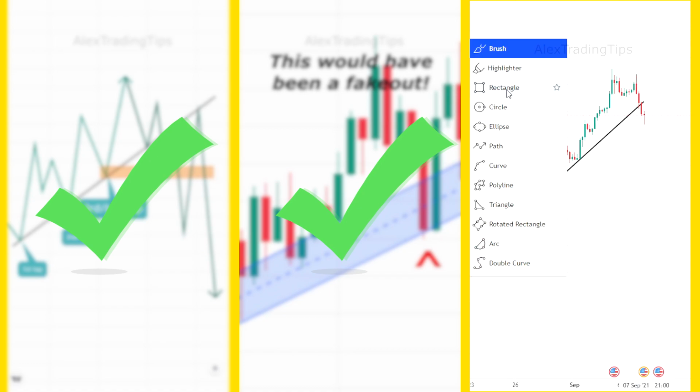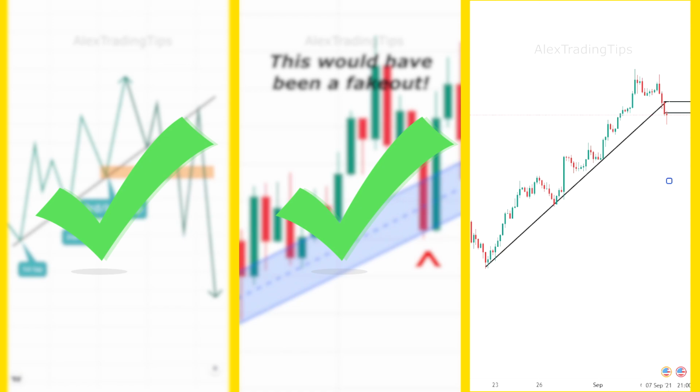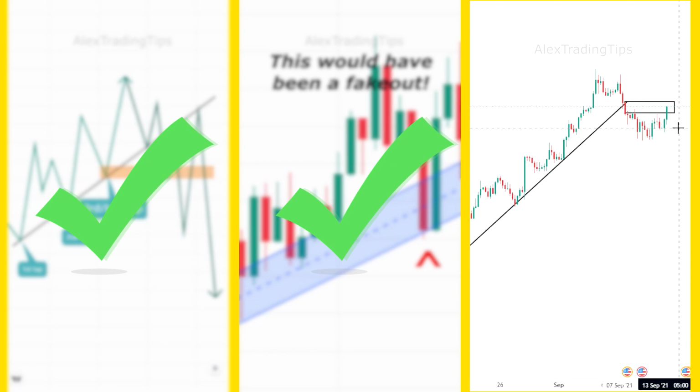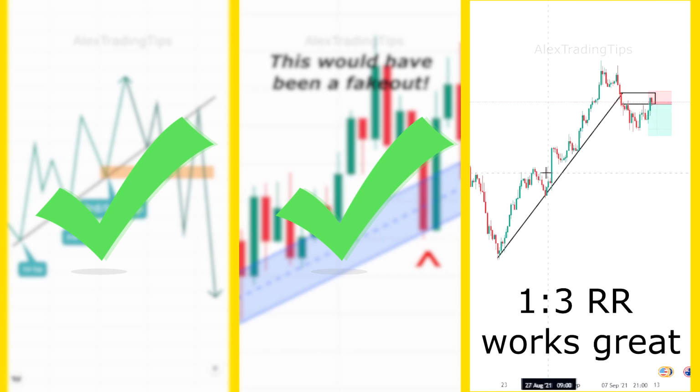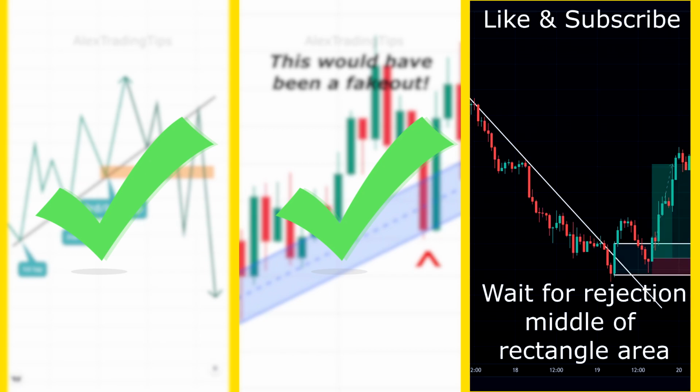I grab my rectangle tool and highlight the candle that broke the trend line. And then I simply wait for the price to come back to the candle that broke the trend line. And right here is where I would enter a trade with my stop loss above the candle that broke the trend line. And I would usually aim for the level where the price consolidated the most, like right here for example. This works on every market and here are a couple of examples.